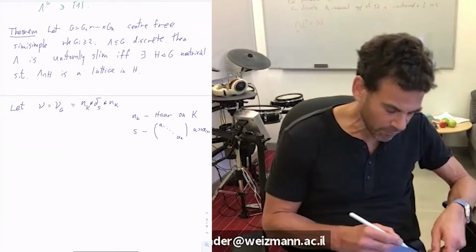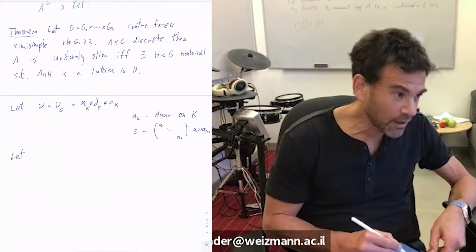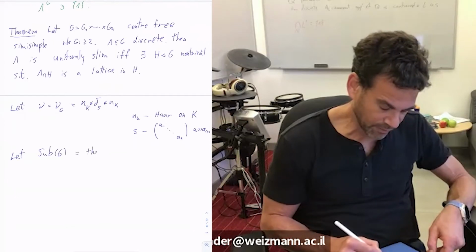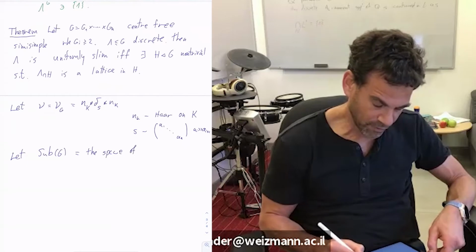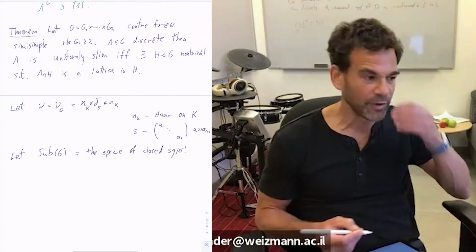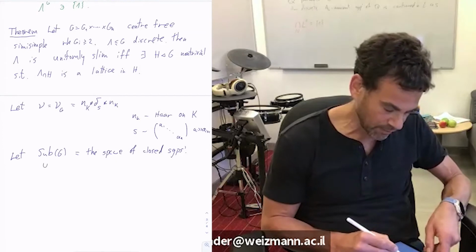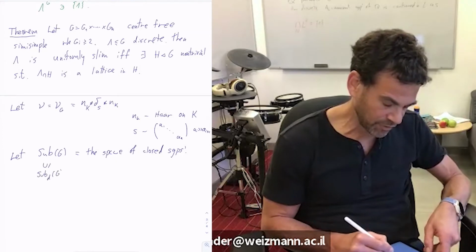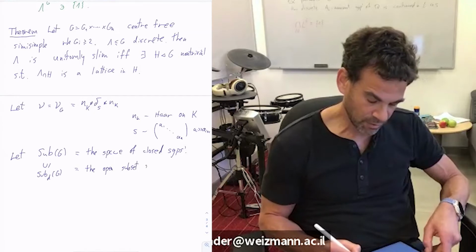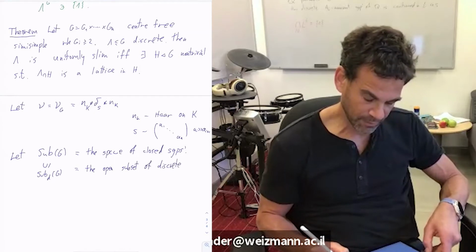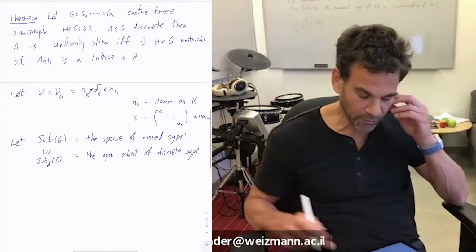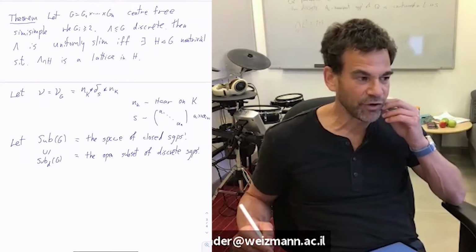So now let Sub G be the space, the Chabauty space, of closed subgroups of G. So this is a compact metrizable space. It's a nice space on which G acts by conjugation. And inside, let Sub discrete G be the subspace, the open subset, of discrete subgroups. And the idea is to apply a random walk on that space. So G acts by conjugation.